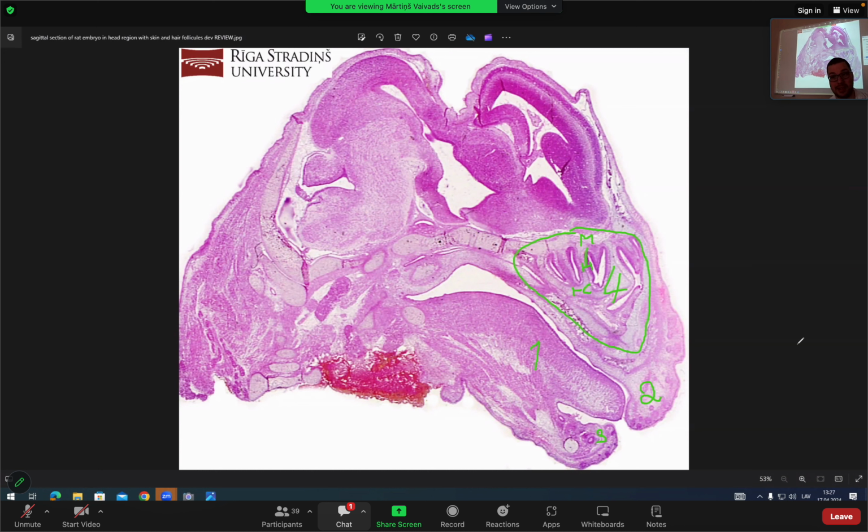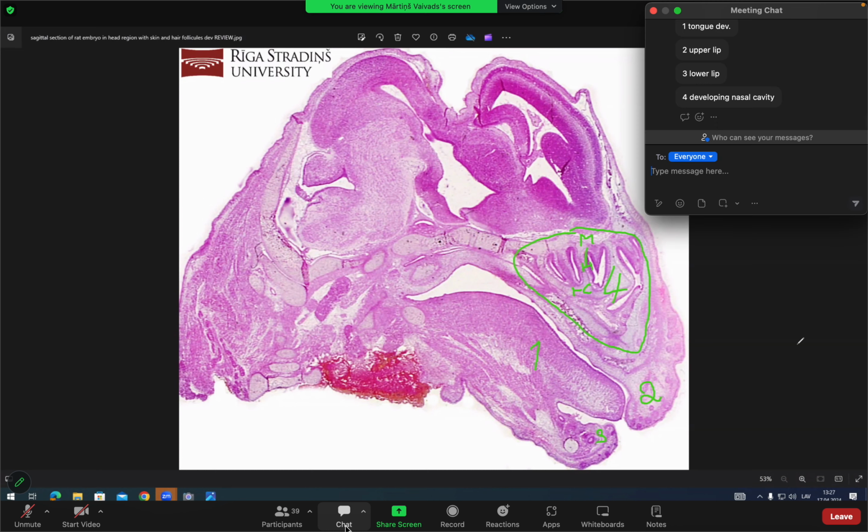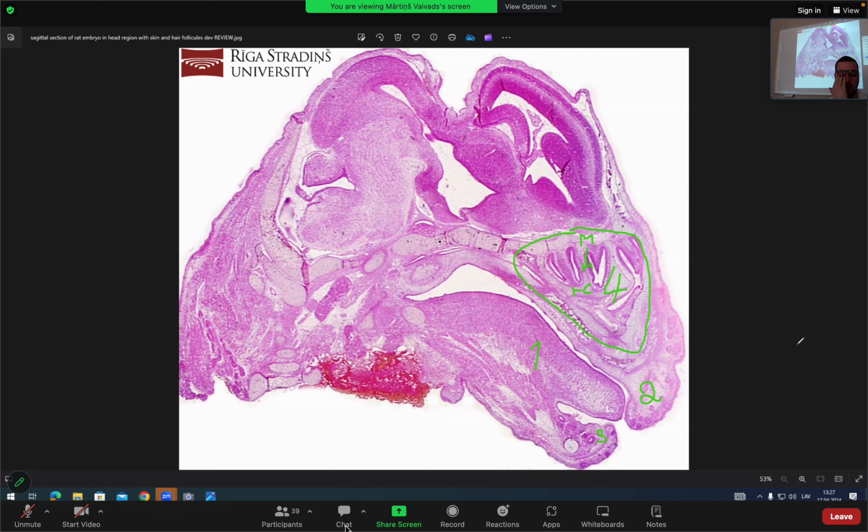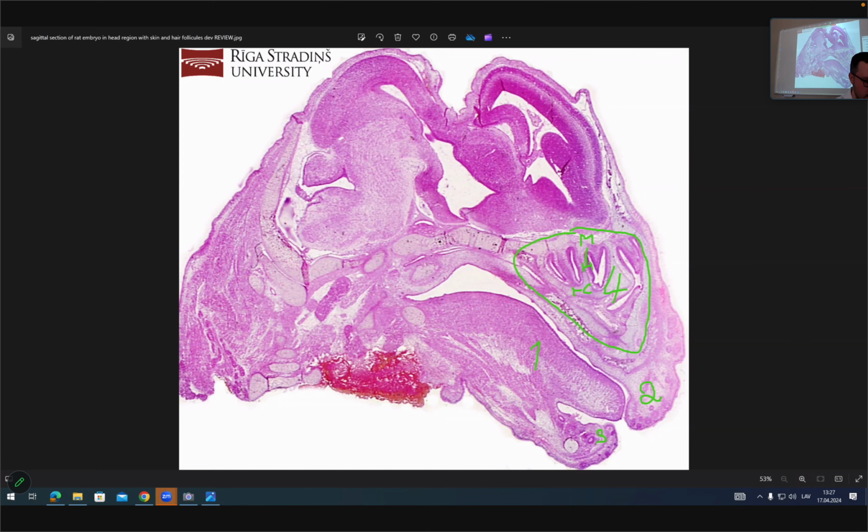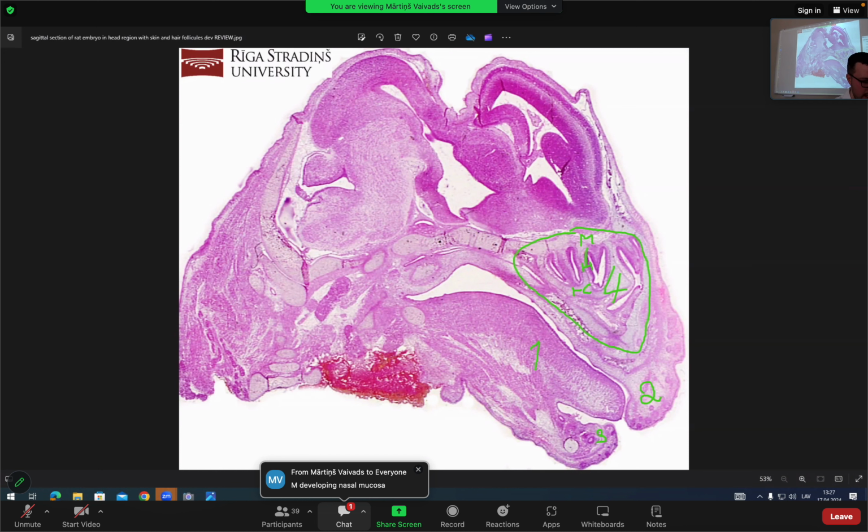This is typically not asked in the colloquium. I'm just showing you that in some slides it can appear, but in many slides not actually visible. So, M, mucosal membrane, or M would be also developing nasal mucosa, and C would be developing nasal conches. So developing nasal conche, or as you know, these protrusions of the nasal cavity. These 2 things are typically not asked in the colloquium.